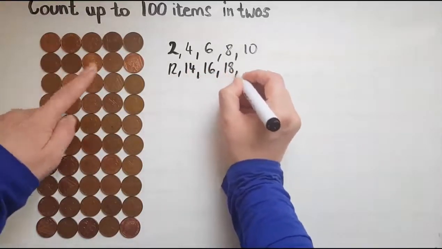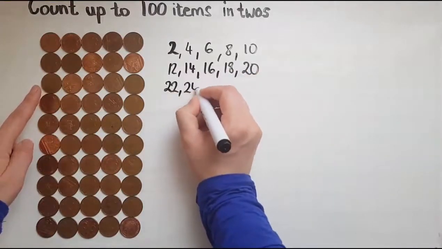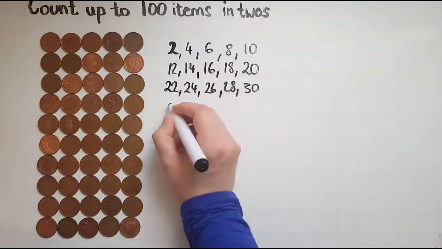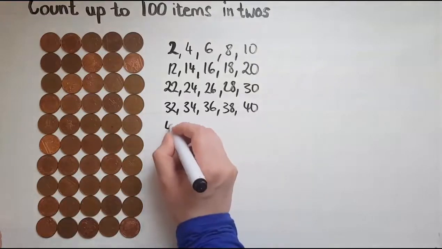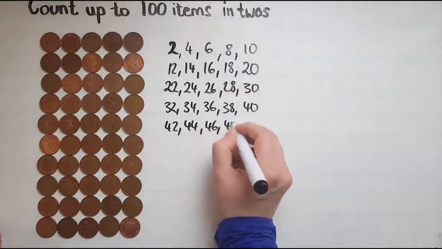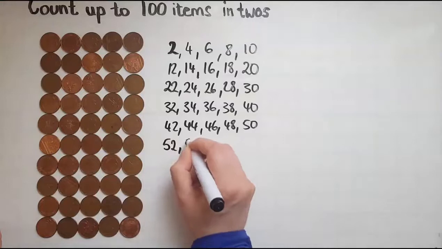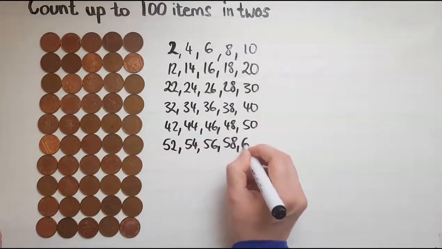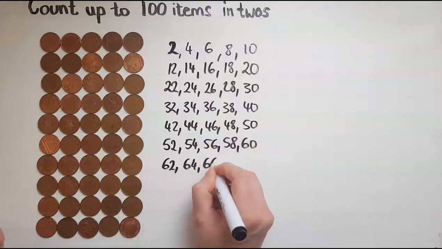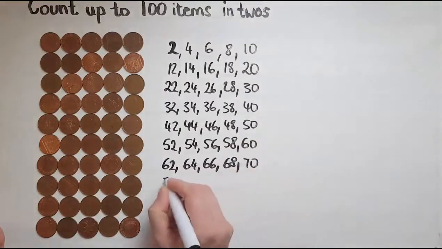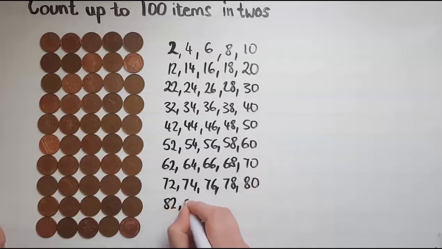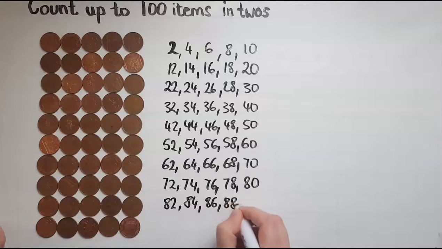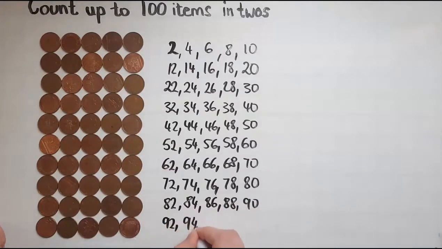14, 16, 18, 20, 22, 24, 26, 28, 30, 32, 34, 36, 38, 40, 42, 44, 46, 48, 50, 52, 54, 56, 58, 60, 62, 64, 66, 68, 70, 72, 74, 76, 78, 80, 82, 84, 86, 88, 90, 92, 94, 96, 98, 100.